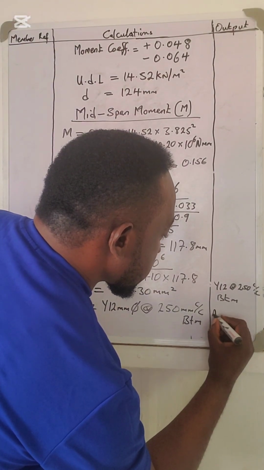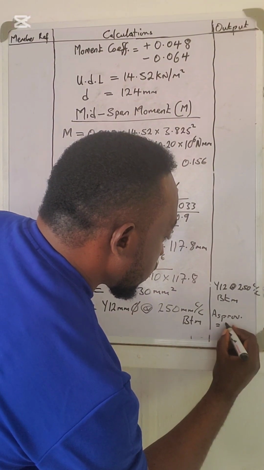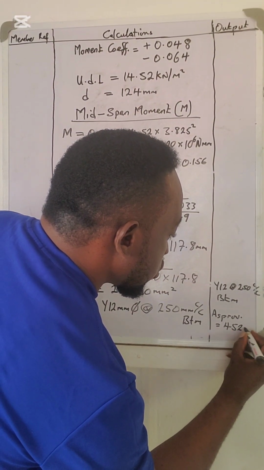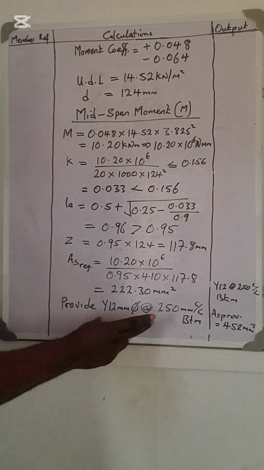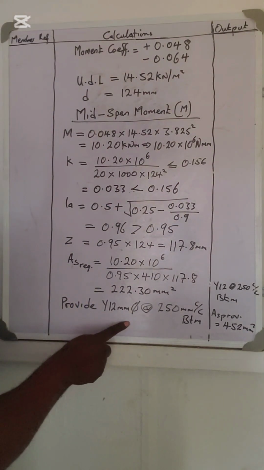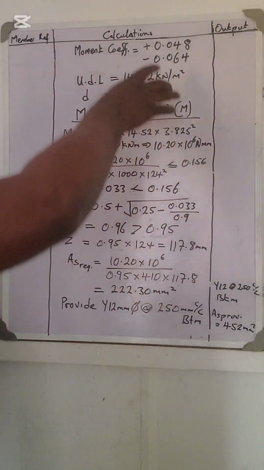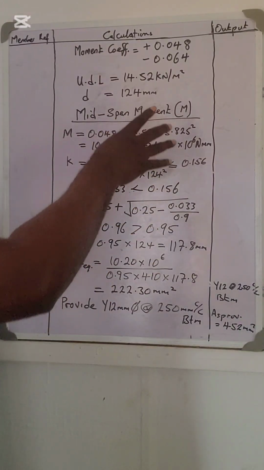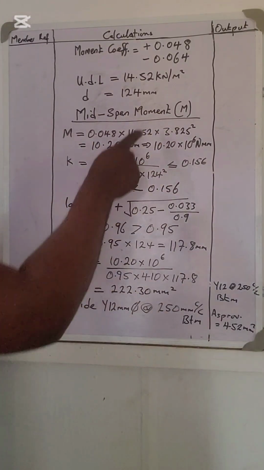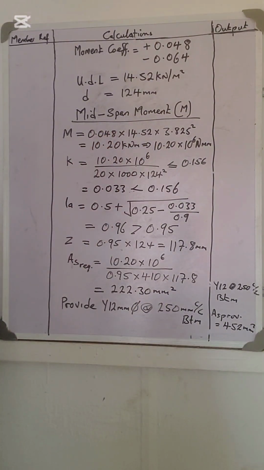I say AS provided is equal to 452 millimeters square. All right, you go to the BS code. The area provided will now be 452 millimeters square. Okay, we have solved for the mid-span moment. We can now go to the continuous edge. All right, you can now go to the continuous edge.